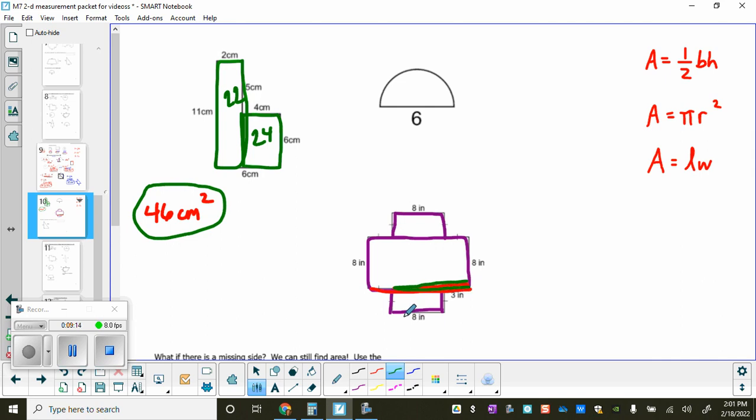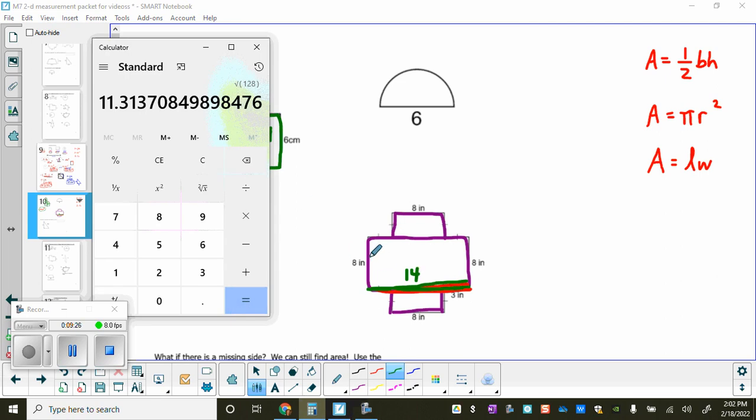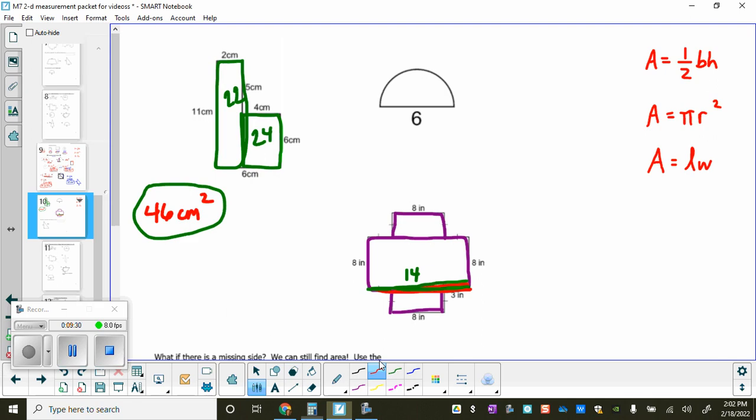Again, I got 3 plus 8. This is 11. Now, plus this other 3. 11 plus 3. This whole thing is a 14, y'all. So this whole length is a 14. And now I can use my calculator to do the 8 by 14. And I get a 112 for this big rectangle in here. Okay? So it's 8 by 14.